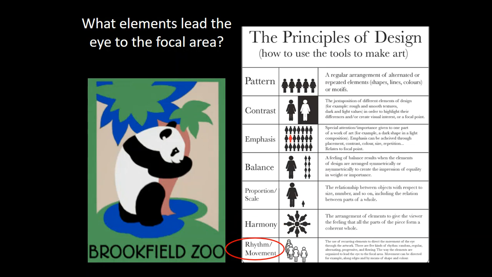What elements lead the eye to the focal area? I think there's a lot of rhythm in this. We've got rhythm presented by the curvilinear tree trunk that moves our eye in this direction, and then we come back down. So for me, I almost feel like there's this continual movement of my eye around the canvas. Great movement.